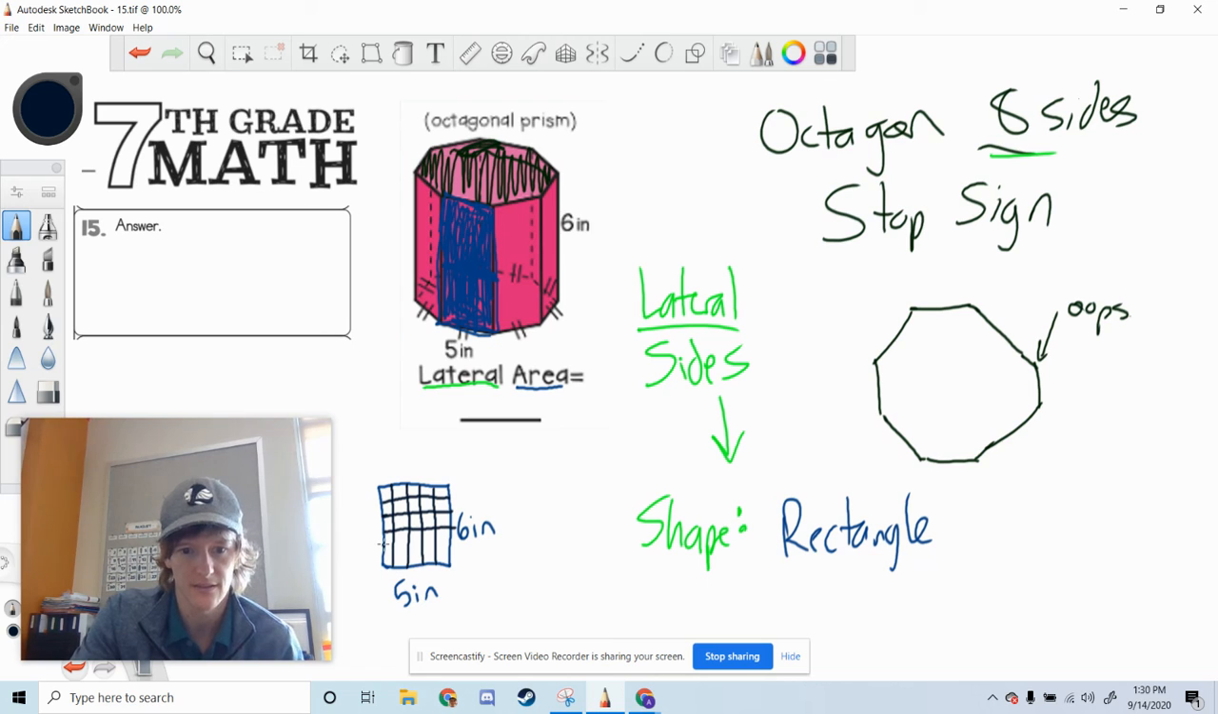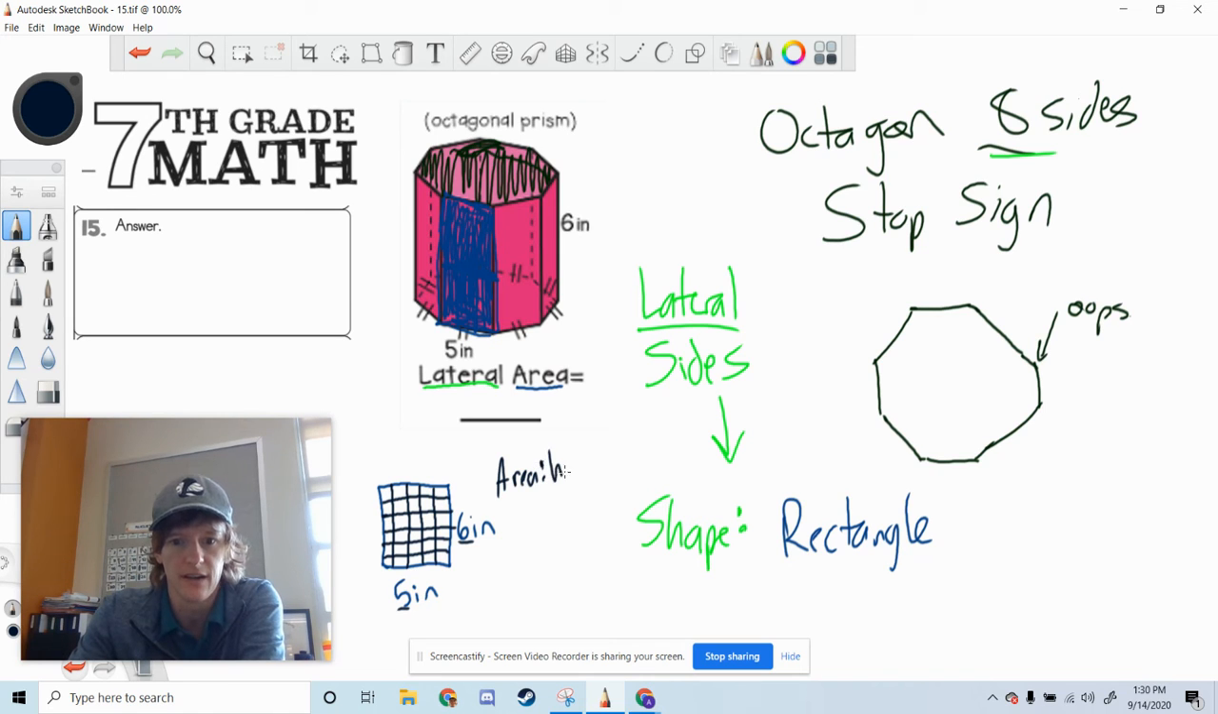And I realized that maybe you're an expert with area, and you're like, Mr. A, why are you doing all this? Well, I want to explain what area is. So this is 1, 2, 3, 4, 5, 6. We have 6 on the side. We have 5 on the bottom. 5 on the top, 6 on this side. So our area means how many squares?